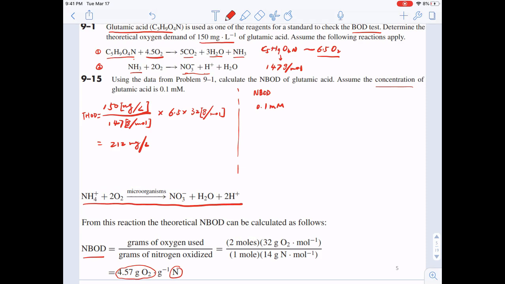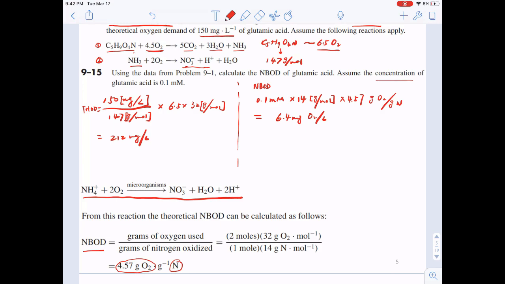millimolar here, right? So what we need to do is first calculate the total mass concentration of the nitrogen. We need to multiply that by 14, which is 14 grams per mole. And then we multiply by this NBOD constant here, which is 4.57 grams of oxygen per gram of nitrogen, right? And this turns out to be 6.4 milligrams oxygen per liter. Okay.